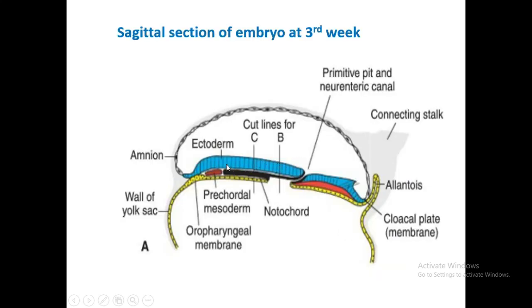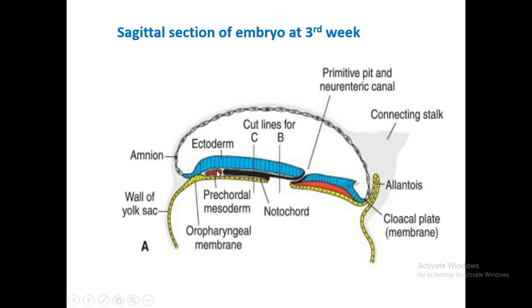This is the 3rd week embryo sagittal section. This is the ectodermal germ layer. The red one is the mesodermal germ layer, the yellow one is the endoderm. And in between the ectoderm and endoderm, the black color is the notochord and the red color is the precaudal mesoderm. This means this mesodermal portion lies in front of the notochord. So it is precaudal mesoderm.